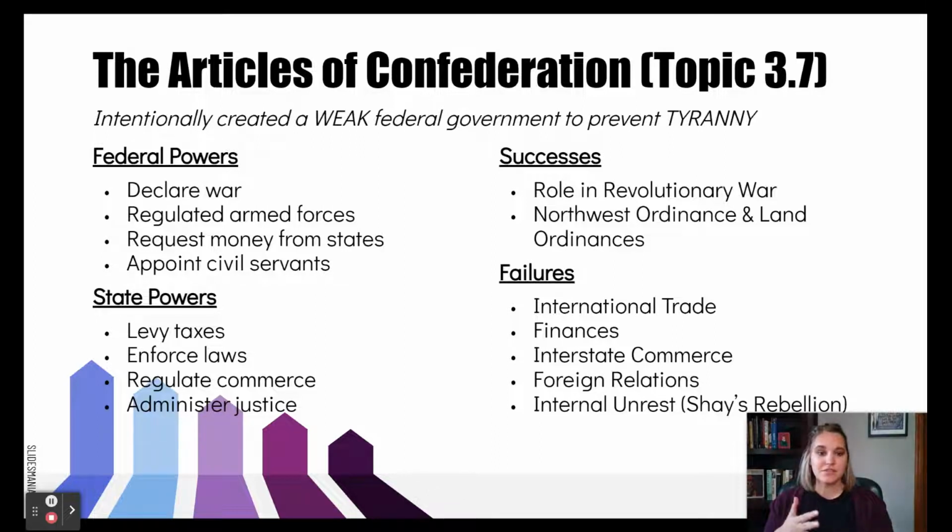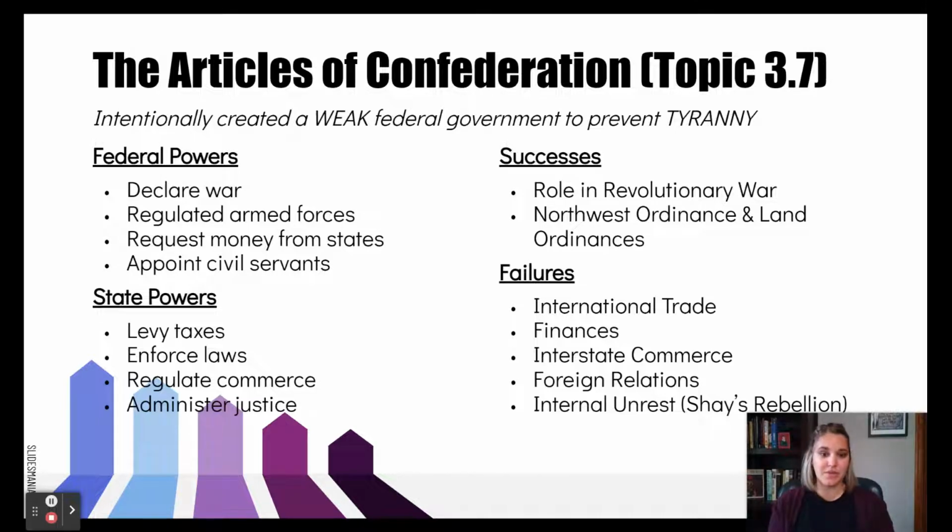And so successes of the Articles is they do play an important role in the Revolutionary War, helping to organize the nation and organize the military. Also, after the war is over, they convinced states that had claimed Western lands to cede them to the federal government, so then the federal government could sell them and make money that way. They also pass a series of ordinances that create the process for other territories to become states, and also a division of the land and dedicating an area specifically for public education.